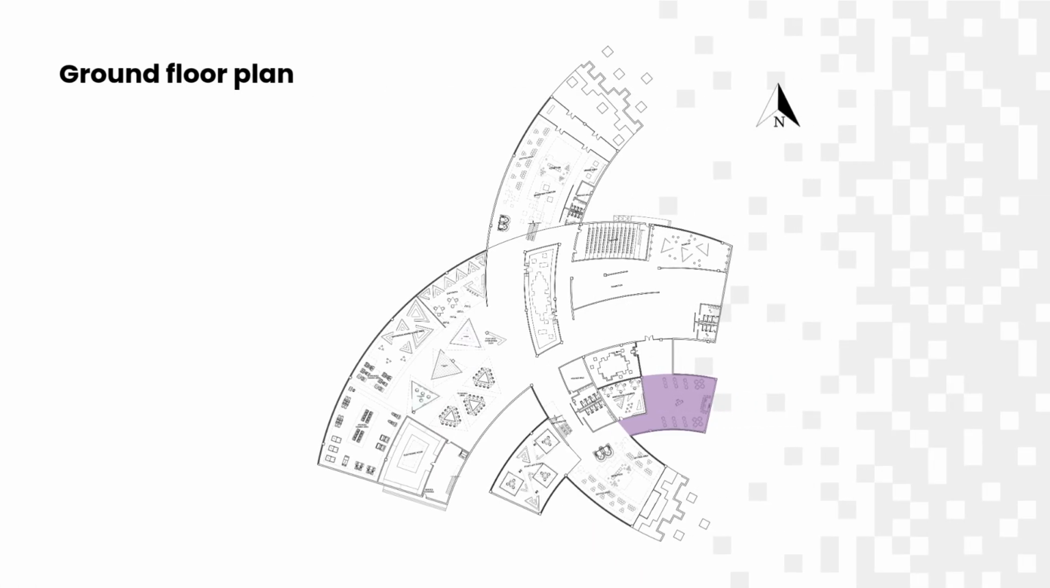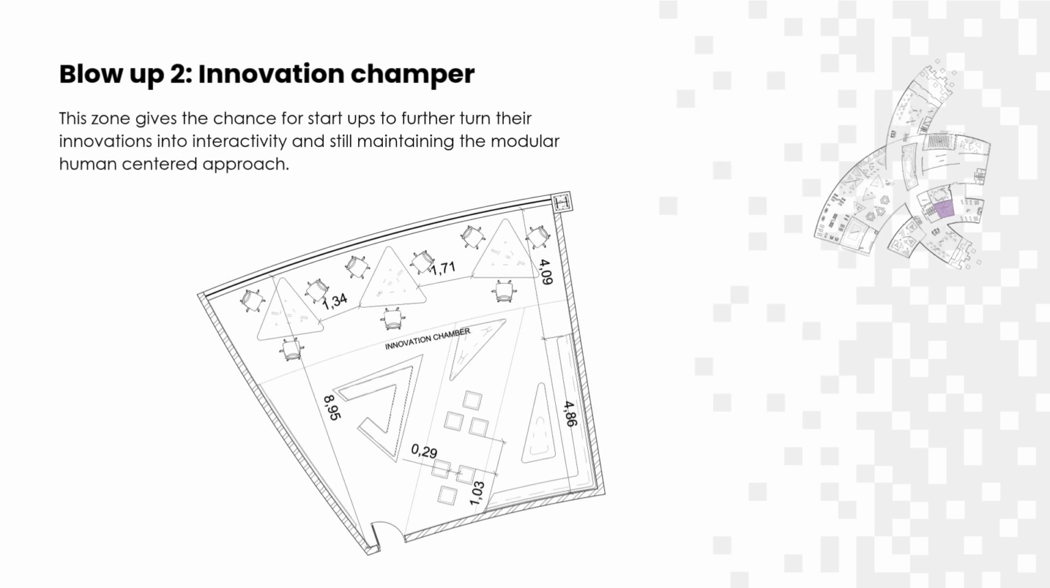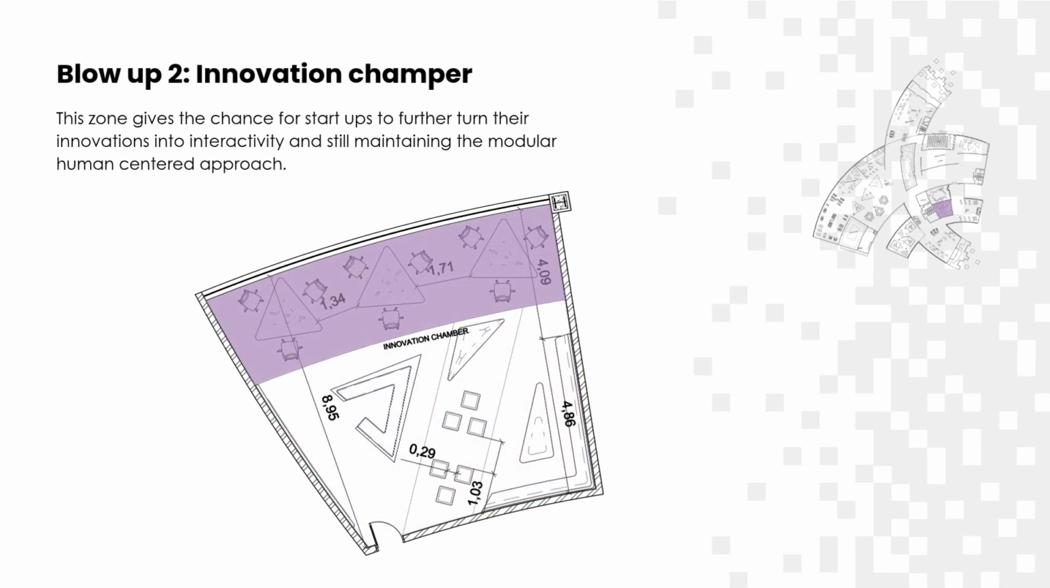Going back to the floor plan, the third zone is the employees and startups cafeteria. The fourth zone is the innovation chamber, which is the second blow-up. This zone is targeted towards startups where they can turn their ideas into interactivity. This zone houses a brainstorming space, a gathering space, and a group working space.